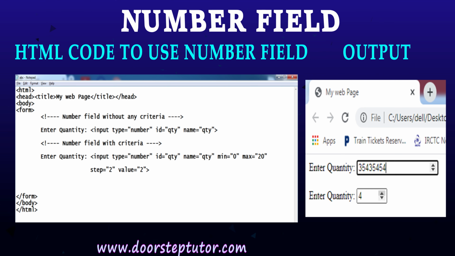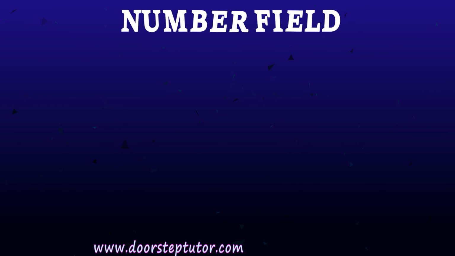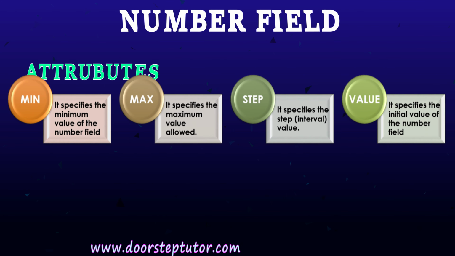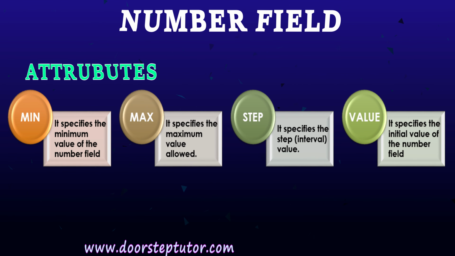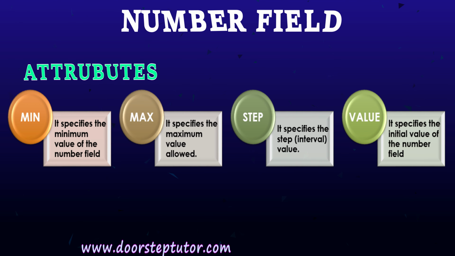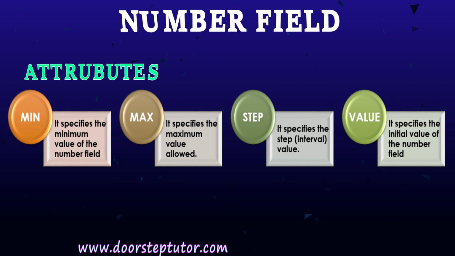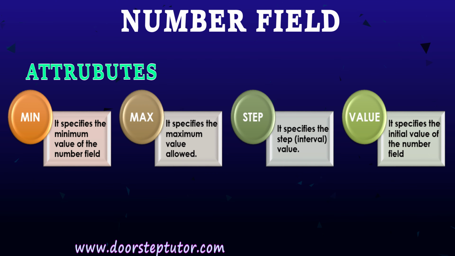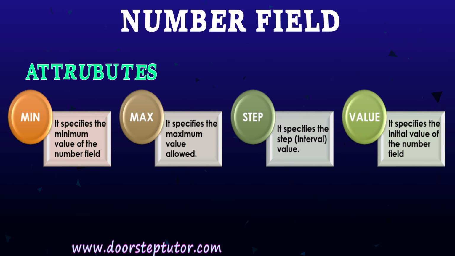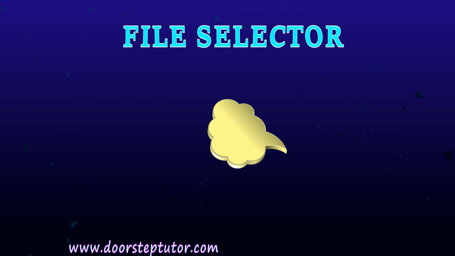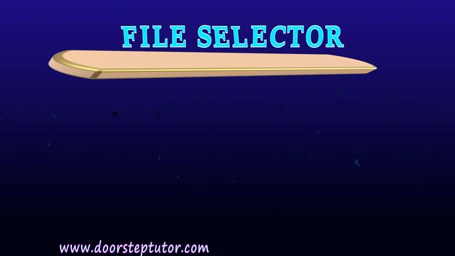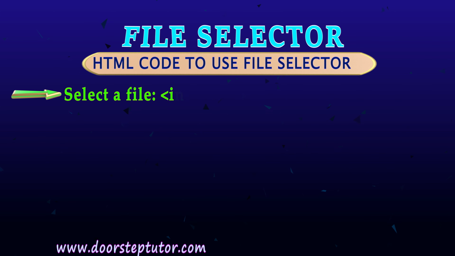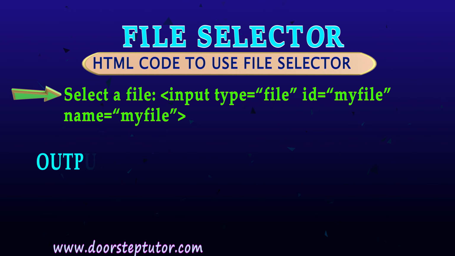So this is another example. I have taken one line explanation also for the different attributes for number field, that is minimum, maximum, step, that is the gap between the values, then value, that is the initial value that needs to be displayed in the list. So this is about number field. Next is file selector. File selector is used to just attach one file in the control. So here type needs to be mentioned as file. So here you can view the output also.